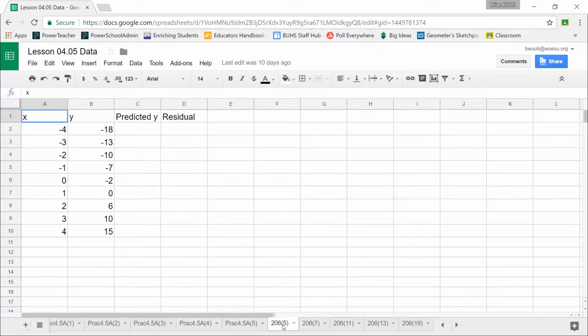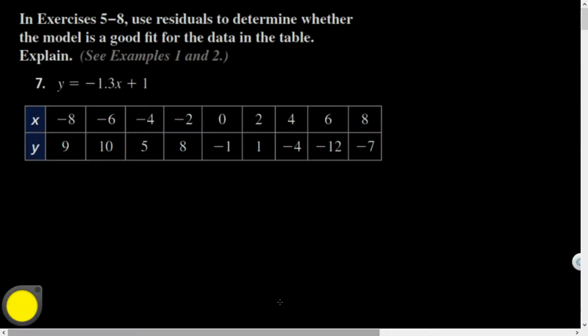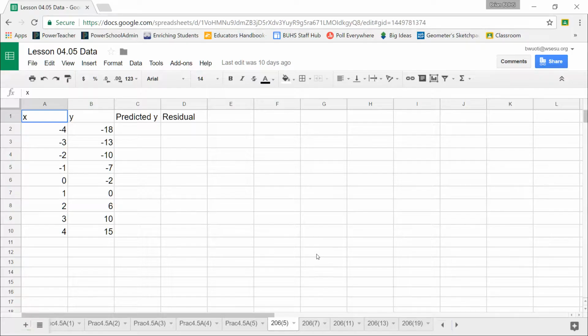I found page 206, number 5. Is this the right one? Am I on the right problem? I don't even know. No, I'm on number 7. So watch this, how fast I can solve this problem. Bing. There's number 7. Gorgeous.